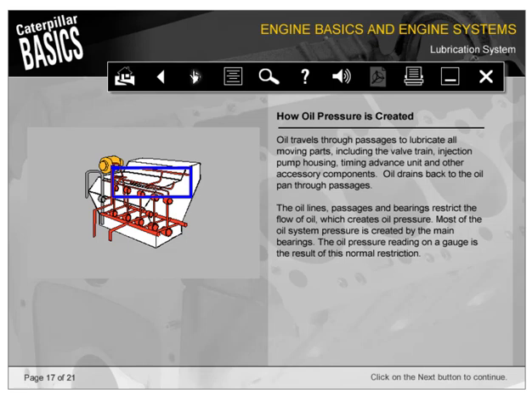The oil lines, passages, and bearings restrict the flow of oil, which creates oil pressure. Most of the oil system pressure is created by the main bearings. The oil pressure reading on a gauge is the result of this normal restriction.